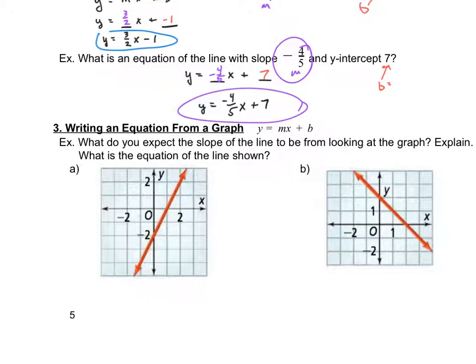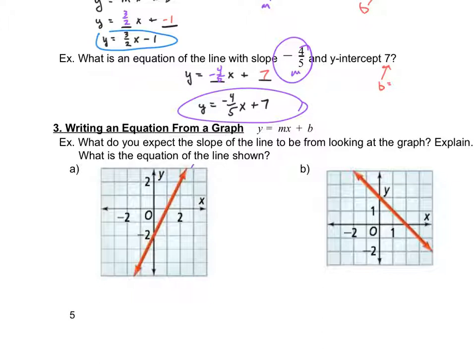So in order to write the equation of a line in slope-intercept form, I need to know the slope and I need to know the y-intercept. As we write this from a graph, what do you expect the slope of the line to be from looking at the graph?